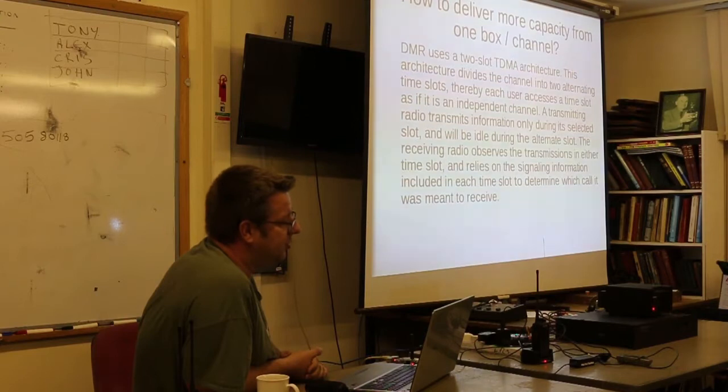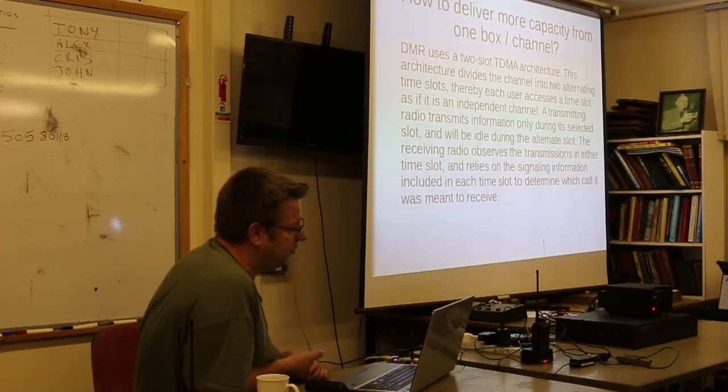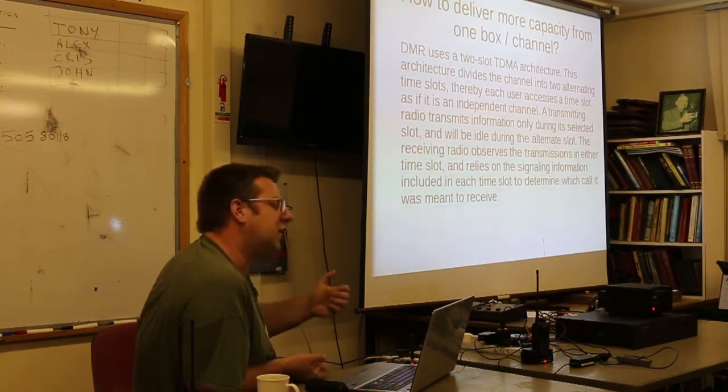This architecture divides the channel into 2 alternating time slots. So if you remember a few slides back, we were talking about time slots. I'm starting to explain that for you now. Thereby, each user accesses a time slot as if it was an independent channel. A transmitter radio transmits information only during its selected slot and will be idle during the alternate slot. The receiving radio observes the transmissions in either time slot, and basically you just hear the one that you've got selected, even though the receiver will copy both.